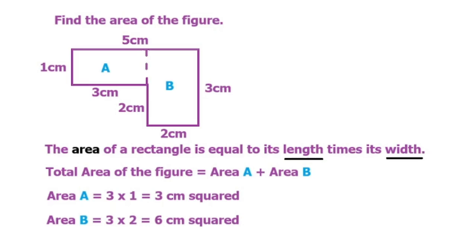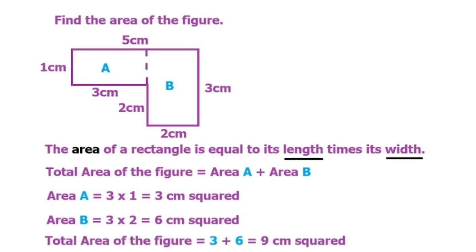So then we can find the total area of the figure, which is equal to 3 plus 6, which equals 9 centimeters squared. And that's the answer to this whole problem. It's not very complicated when you break it down into steps like this. And don't forget that anyone can do math.